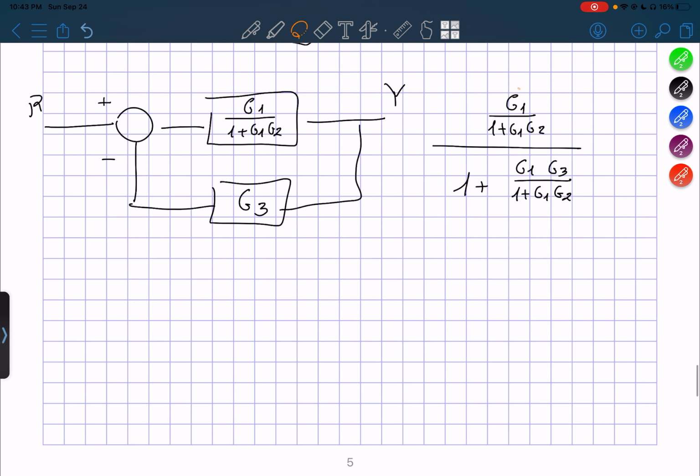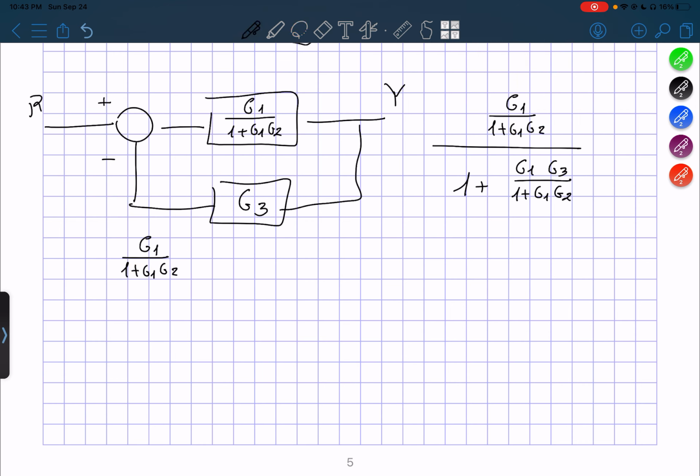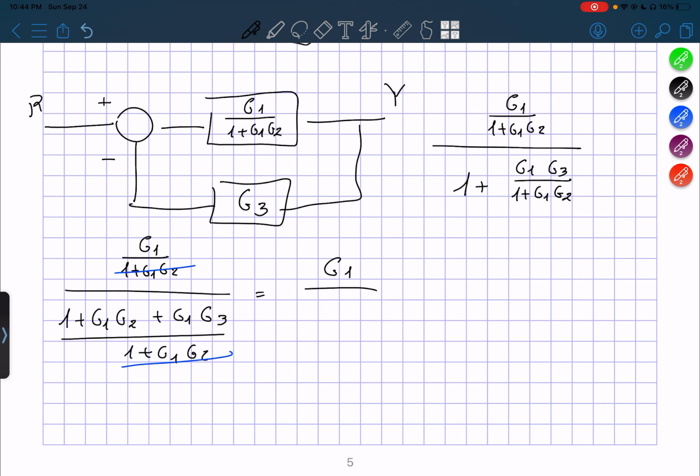So we leave the top as it is for the moment. And then we have the bottom 1 plus G1, G2, plus G1, G3 divided by 1 plus G1, G2. So these two things simplify, and we end up with G1 over 1 plus G1, G2 plus G1, G3.